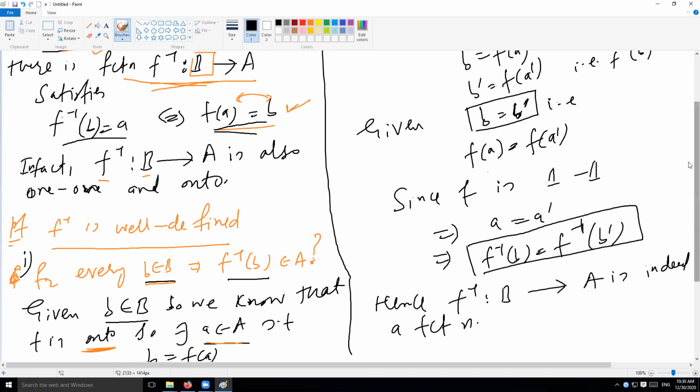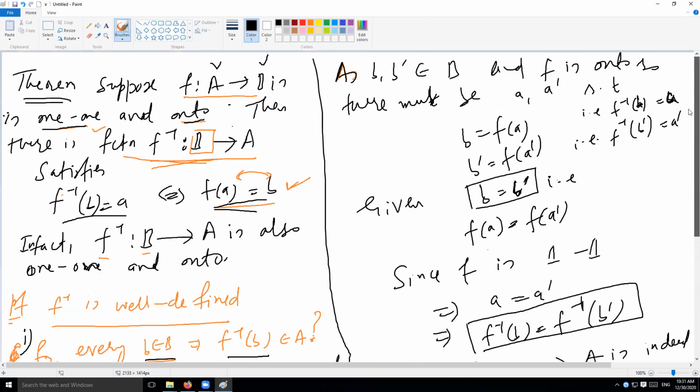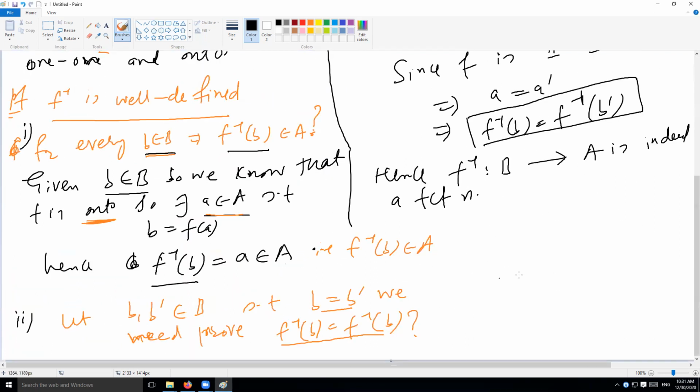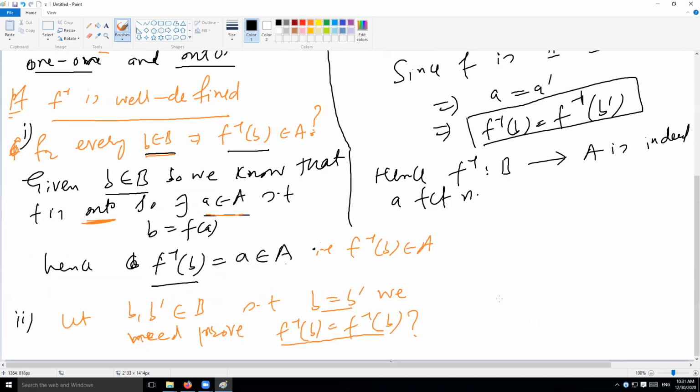Is it clear? Okay? So you see how one-oneness and onto-ness are helping you to prove that your F inverse, which you have defined in this manner, is really a function. But we have to prove additionally that F inverse is 1, 1 and F inverse is also onto. Okay? So this is what I also have to prove. So let's prove that F inverse is 1, 1.